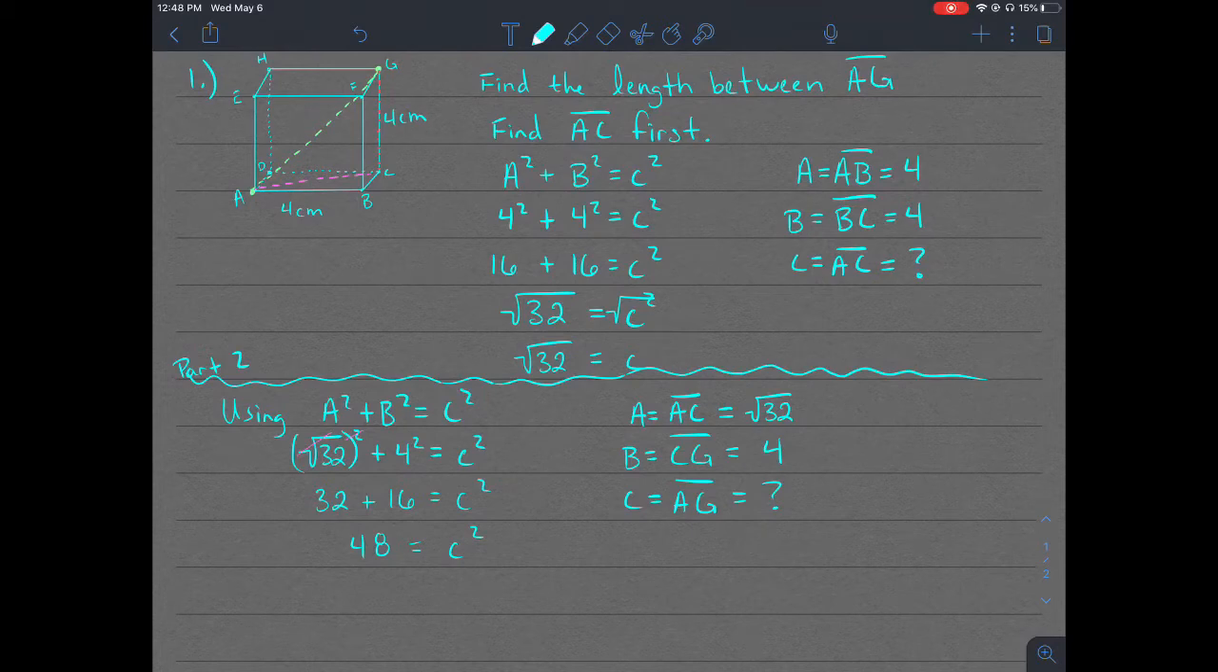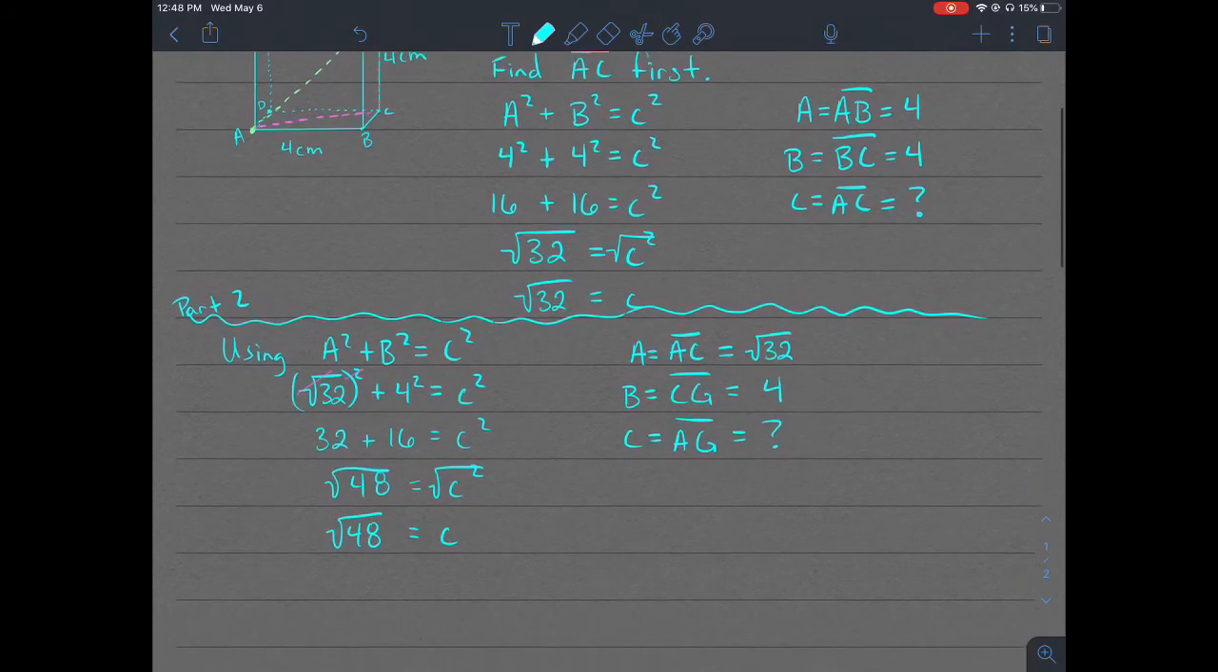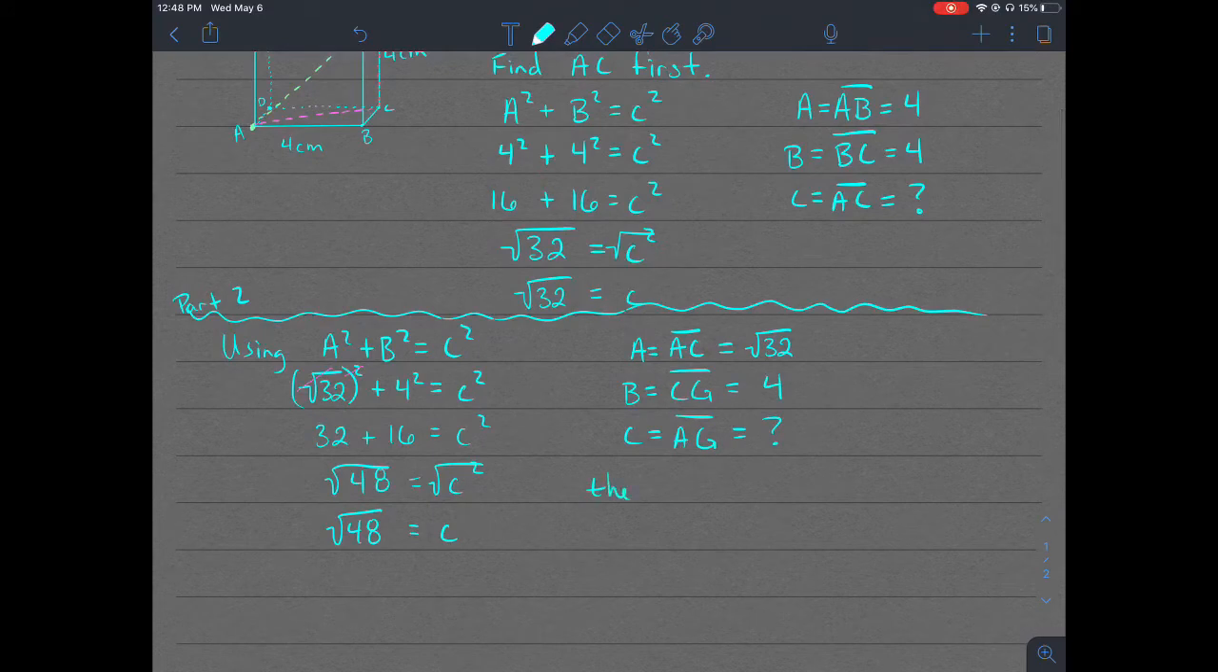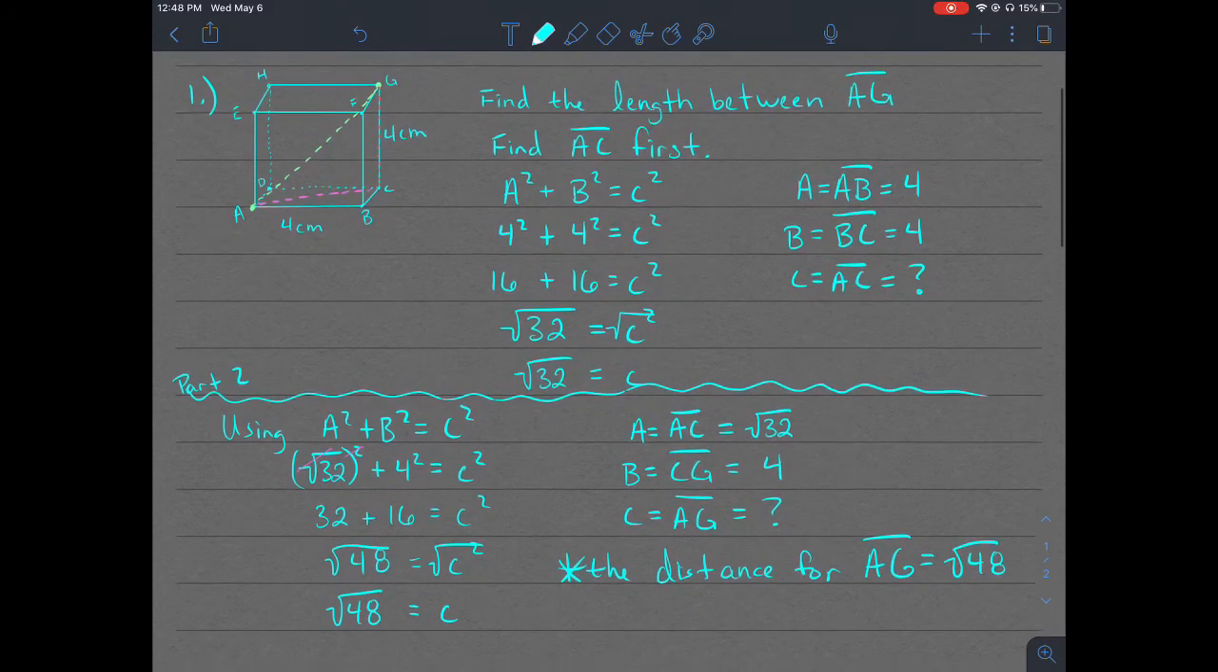Now I have solved for c squared. I need c. So what do I do to undo the square? I have to take the square root of both sides, and I get c is equal to the square root of 48. So I know that the distance for AG is equal to the square root of 48. And there you go. You're all done with that problem.